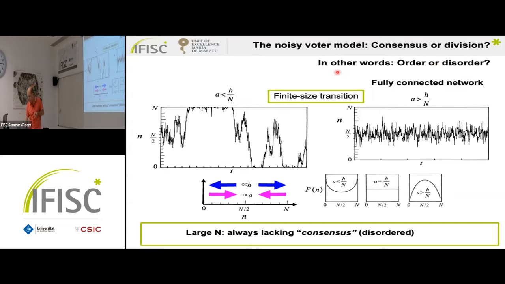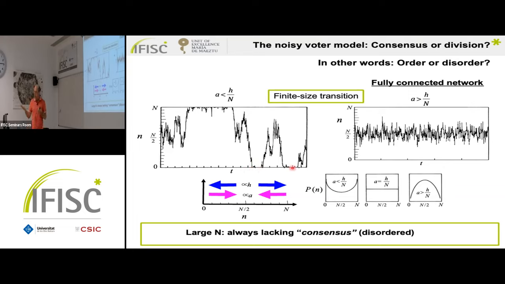Since there are two competing effects, you can think that the herding tends to order, as everybody wants to do the same, but the noise tends to disorder, like diffusion. So whether you reach a situation of order or disorder depends on the relative value of the noise and the herding. If the noise is less than the herding divided by the number of particles, then you have order. Of course, this is order in a finite system. What you have is that mostly it is in consensus in one of the states, and it fluctuates, then consensus in the other state, fluctuates, consensus in the other state.